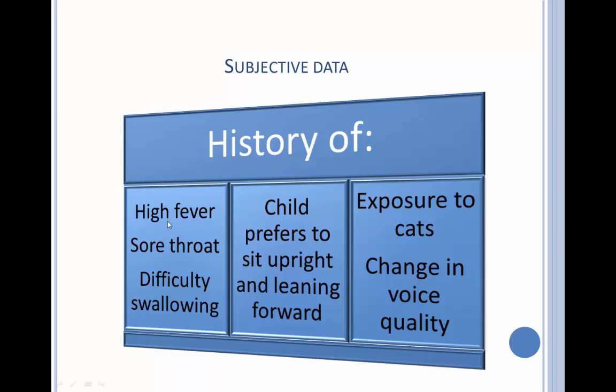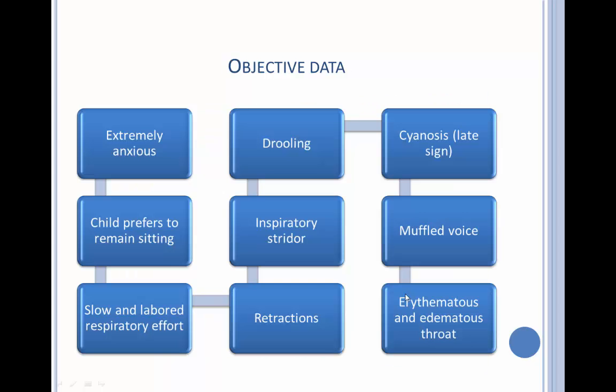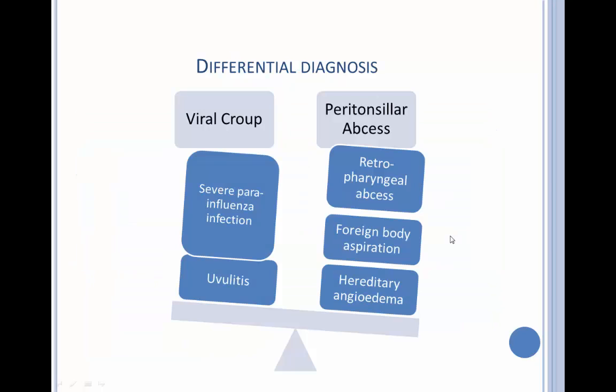So again, high fever, sore throat, difficulty swallowing. The child prefers to be sitting upright and leaning forward in tripod position. There's also an allergic component, but there's no significance. And here, change in voice quality, hot potato voice. Again, the patient is anxious because of respiratory distress. They remain sitting, they're drooling, they have stridor, they have retractions. They could be cyanotic, look for this, muffled voice.